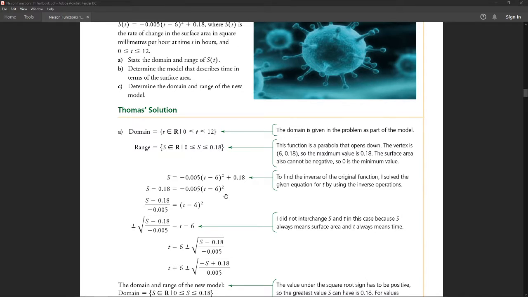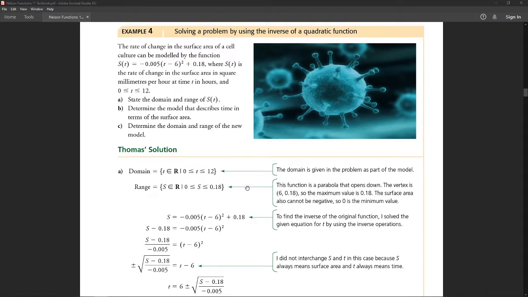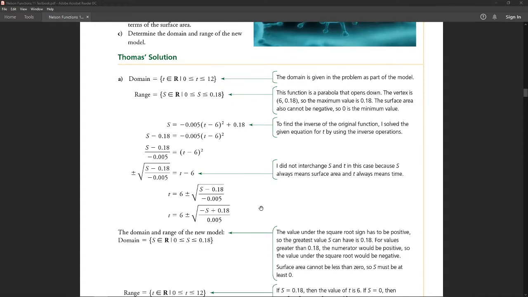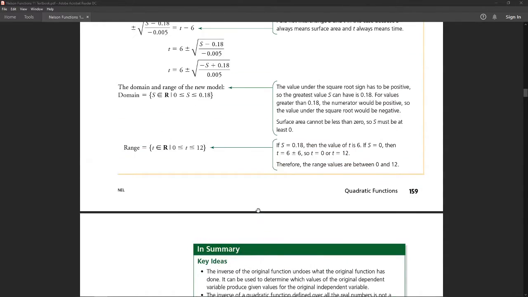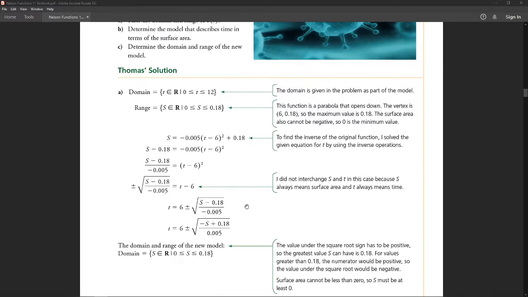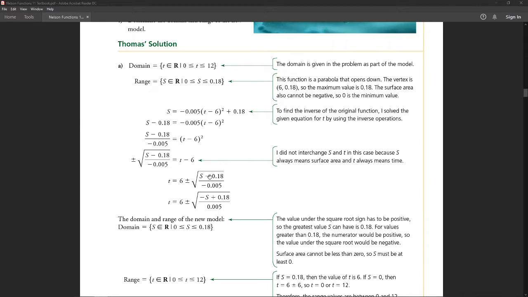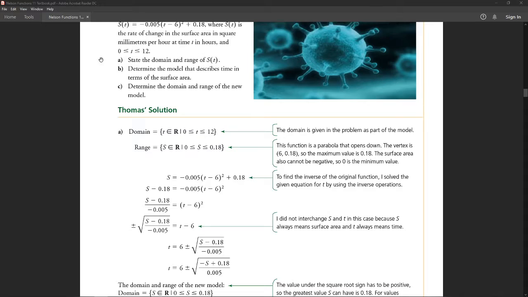Thomas's solution, okay. So what are we solving here? A, state the domain and range. Wait. No, he solves everything there, what the hell? Thomas, man, you madman. Label your questions and help us out.